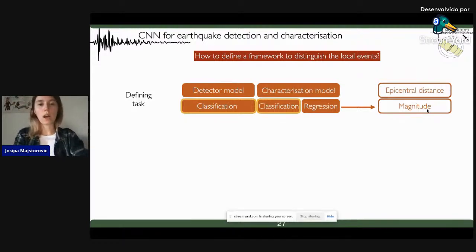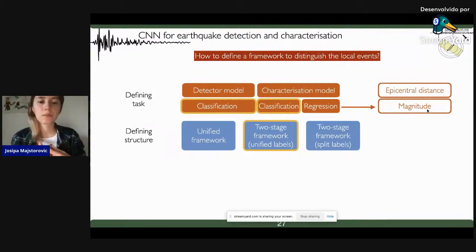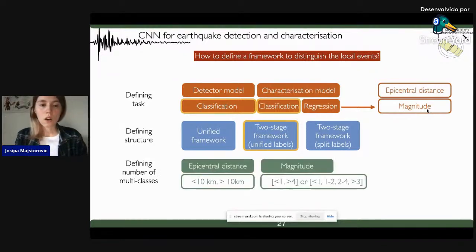Once you define, okay, I need to have a detector and a characterization, the next step is to define whether you want to solve this task separately or together. I'm not going to get very much into the details, but the point is that you have the freedom to define whether you have a detector and a characterization model as part of one model, so that your model detects and characterizes at the same time, or you can have two models. Also, if you are solving the characterization problem in a classification manner, you need to define classes. Since distance and magnitude are continuous variables, you need to define a threshold.